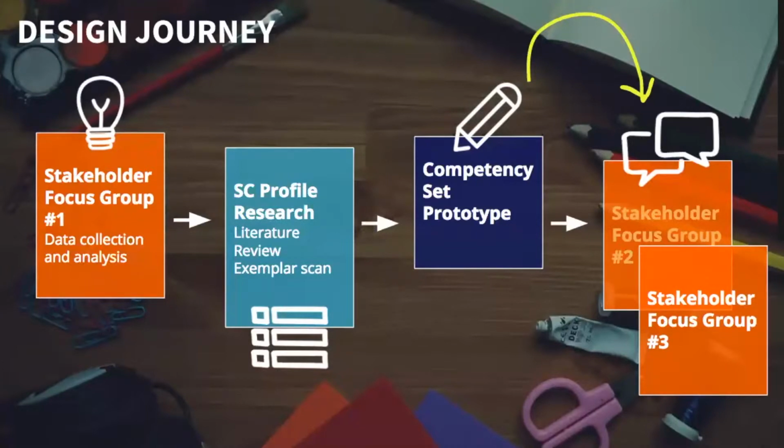Let's jump in. So where are we in this design journey for developing a set of prototype competencies? Just a quick reminder for all of us, we kicked off with an initial stakeholder focus group. We did some data collection and analysis to get a sense of your aspirations and vision for the competencies and how they can be a critical tool for helping to make actionable our profile of a South Carolina graduate. We did our research and scan of the field and then began to put pen to paper and began drafting a set of competencies for your review.